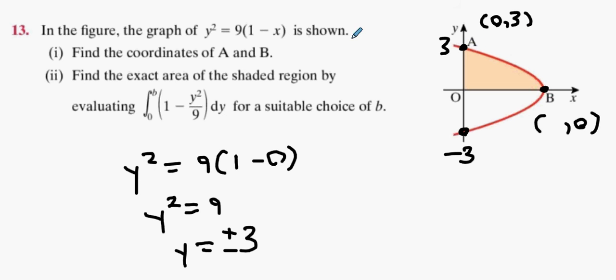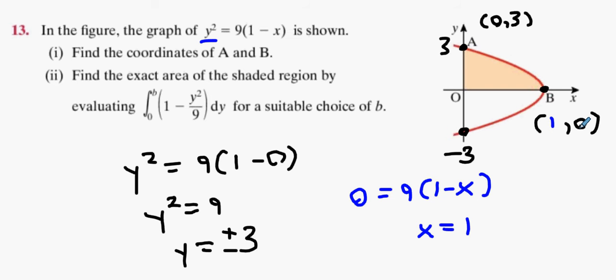Next one, put y equal to 0, so you get 0 equals 9 times (1 minus x). What value of x will cause this to be equal to 0? x equals 1. So that's (1, 0). Everybody cool with that? Right.